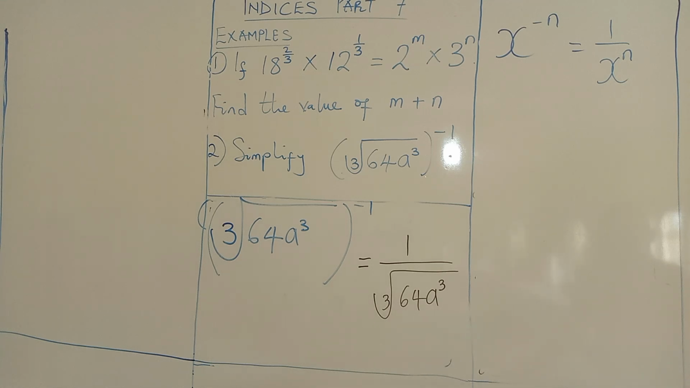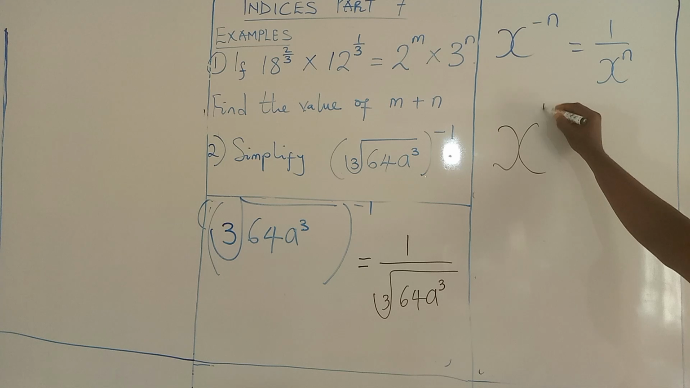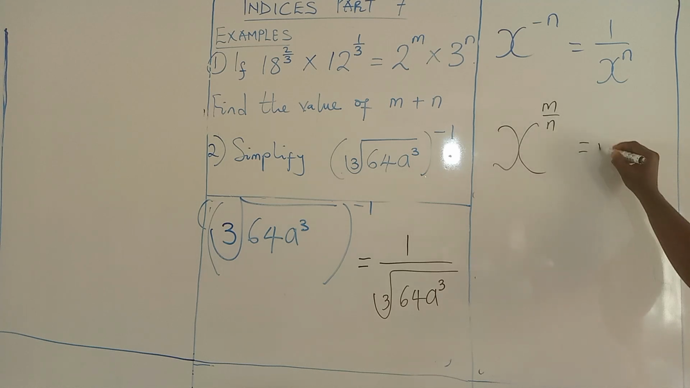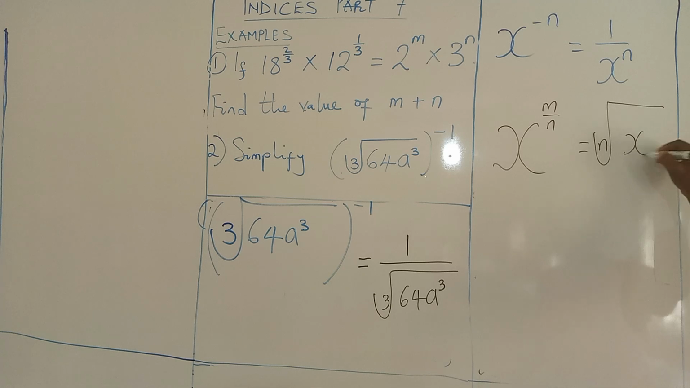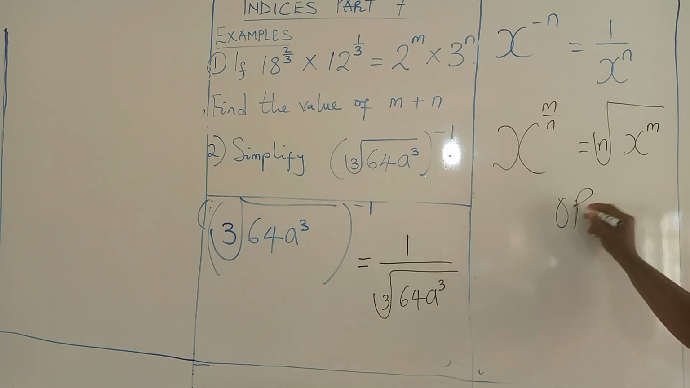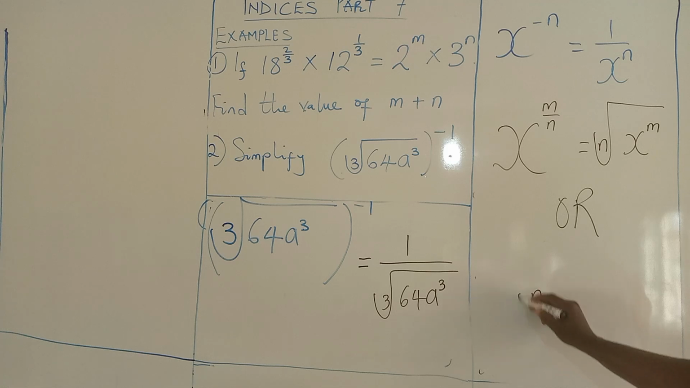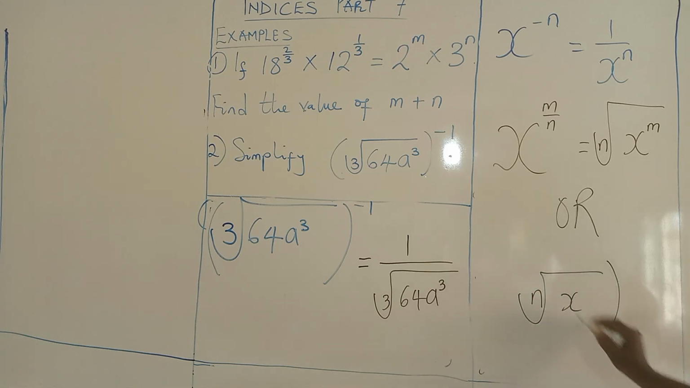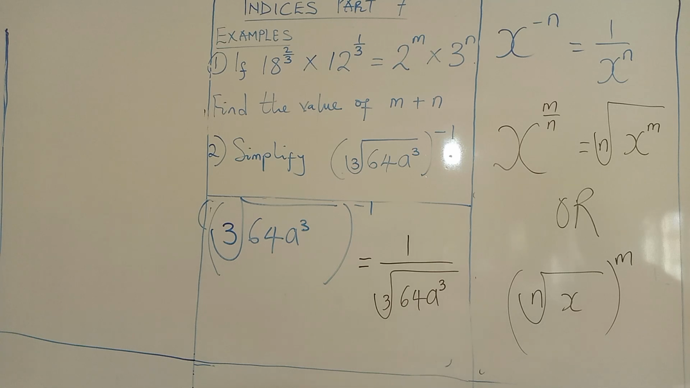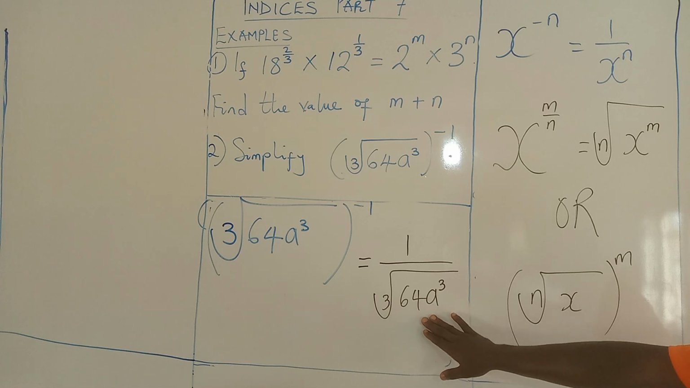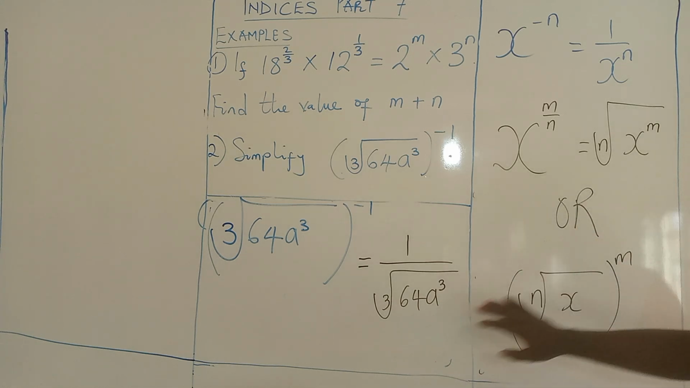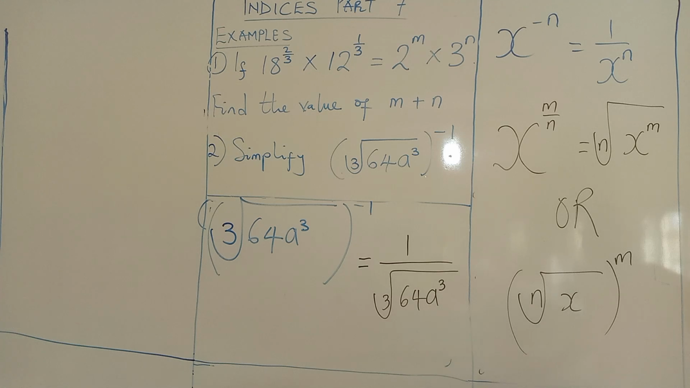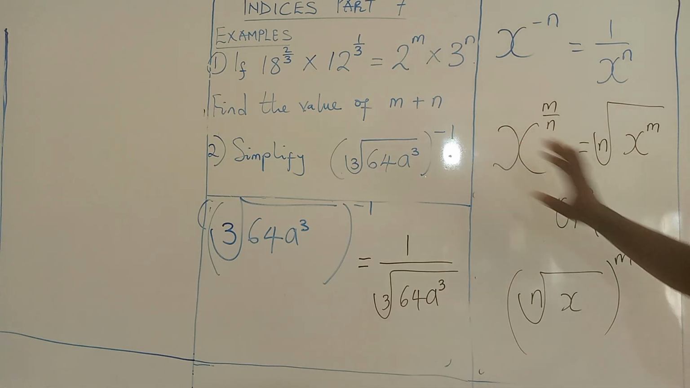Still from the laws of indices, we have a law that we call the fractional index law. That law states that if you have x raised to power m over n, it is the same thing as the nth root of x raised to power m, or you can express it as the nth root of x, the answer raised to power m. If you look at this law, the right hand side is similar to what we have here, which means we can express this right hand side as the left hand side.